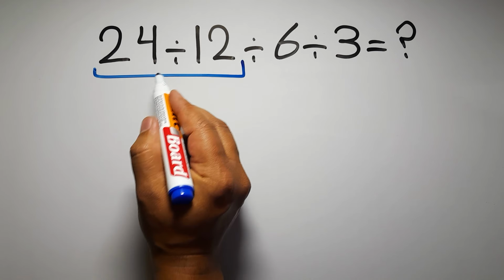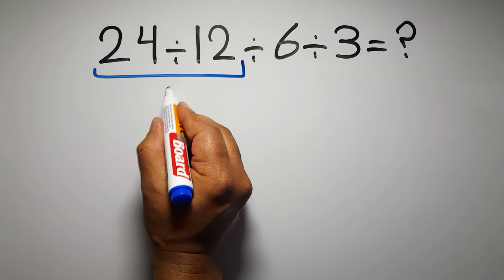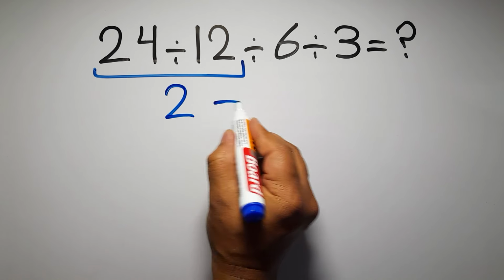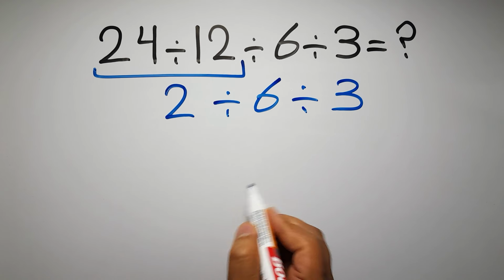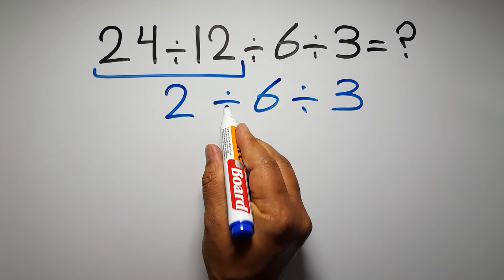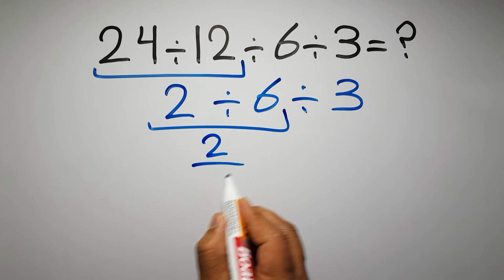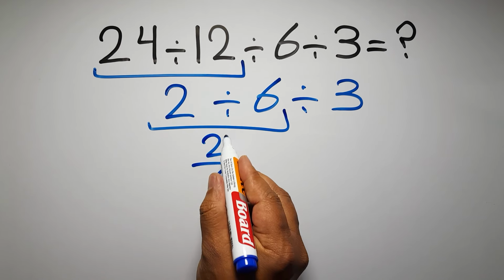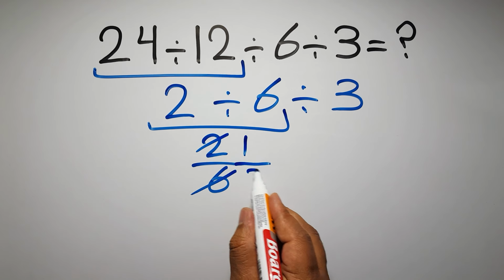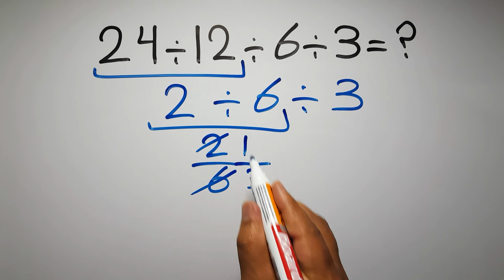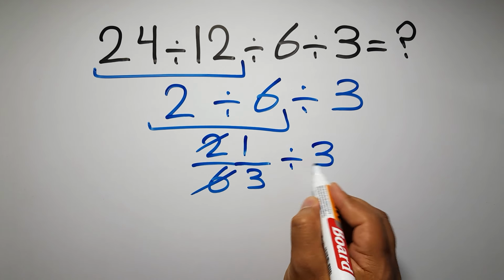So first this division, 24 divided by 12, which equals 2. So 2 divided by 6 and divided by 3. Now we have to do this division. 2 divided by 6 can be written as 2 over 6. 2 divided by 2 gives us 1, and 6 divided by 2 gives us 3. So we have just 1 over 3 and divided by 3.